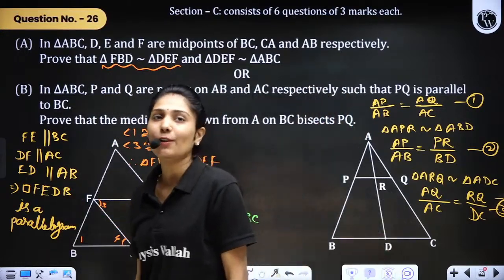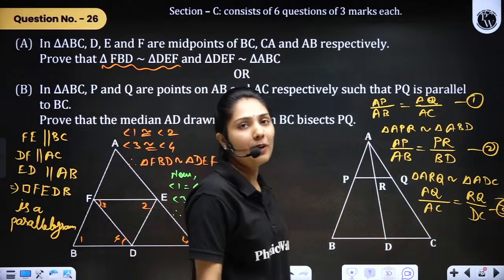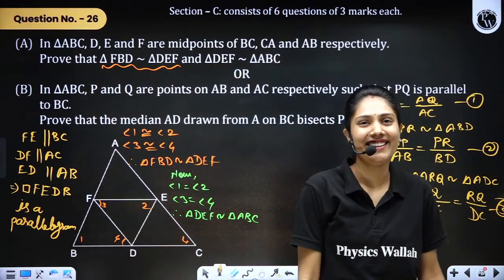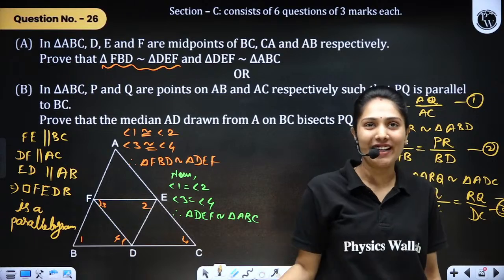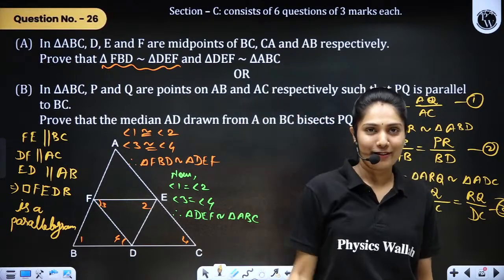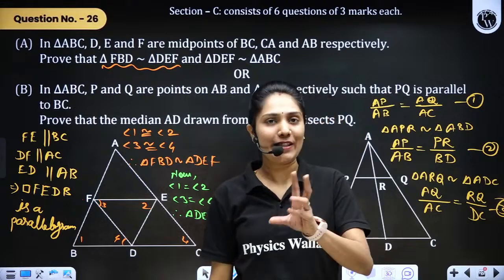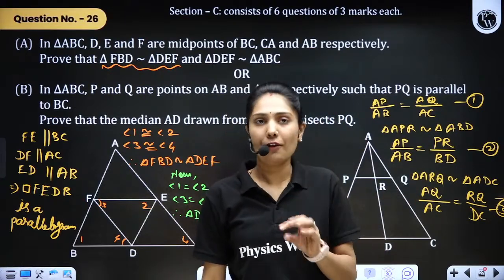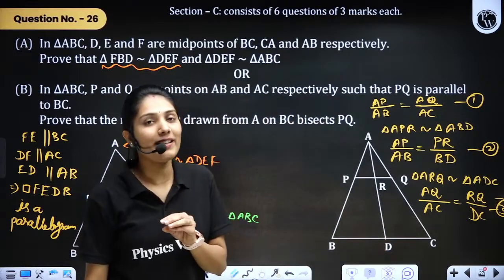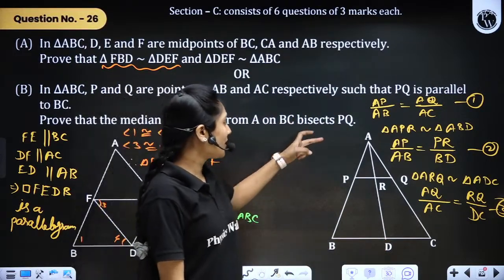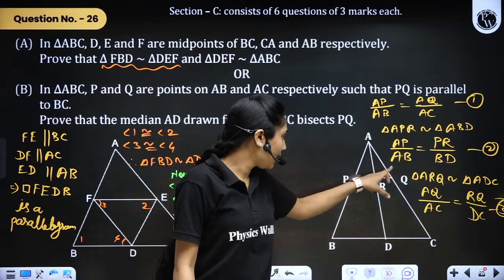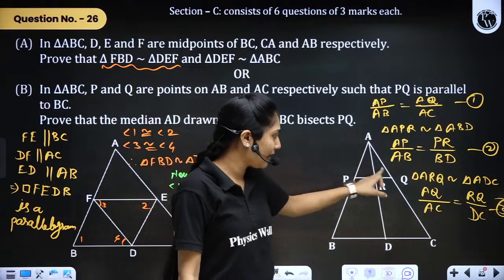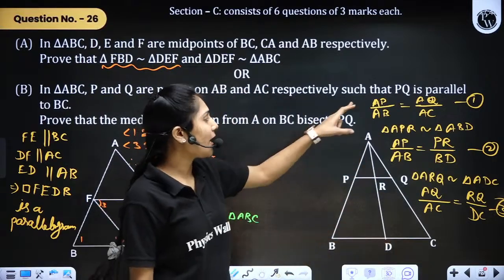Now it's correct. I'm not using BPT, so don't worry, just remove it from your mind. I'm just using the test of similarity: the ratio of corresponding sides of similar triangles is equal. Since APQ is similar to ABC, I get AP upon AB equal to AQ upon AC. That's our first equation.